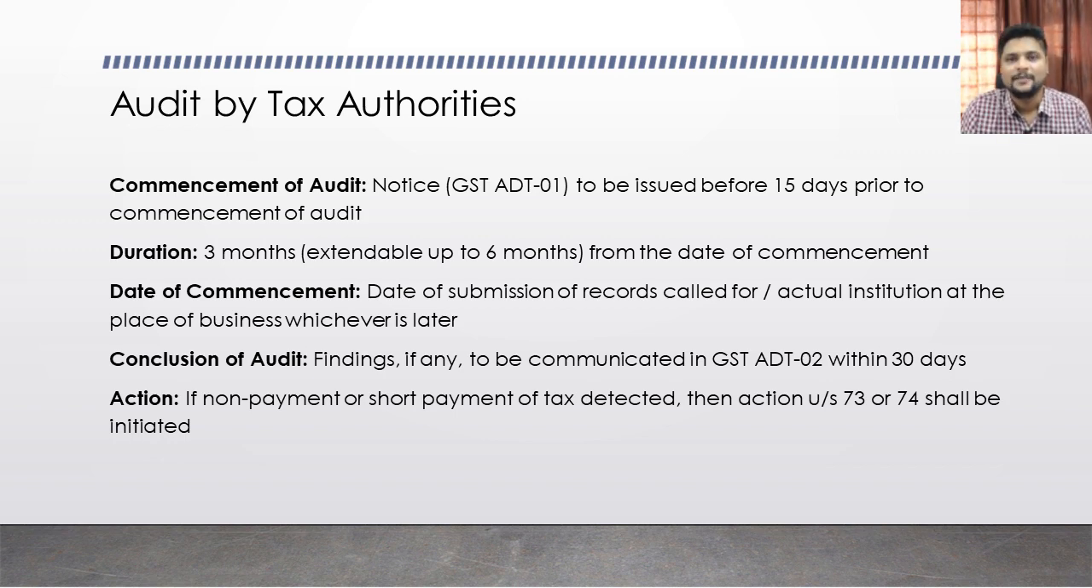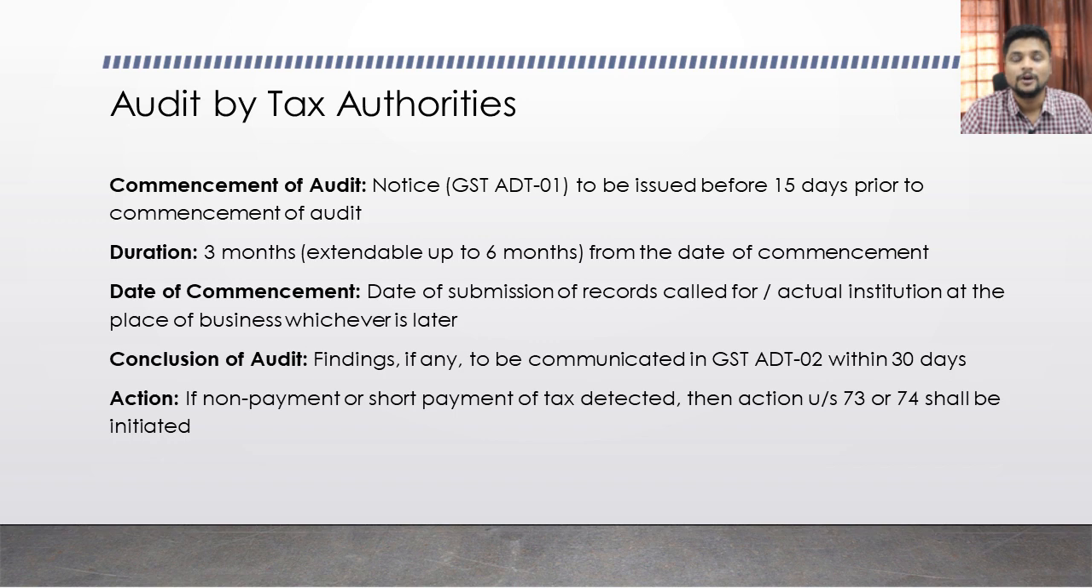Second, once they commence the audit, the duration of audit can be 3 months. They have to complete their audit within 3 months. It can be further extended up to 6 months. It means totally 3 months plus 6 months, which is 9 months. That is the maximum time the tax authorities can take for completing the audit. The 3 months or 6 months has to be calculated starting from the date of commencement.